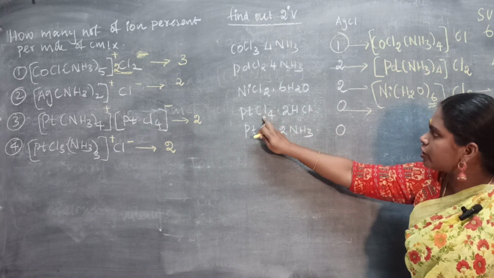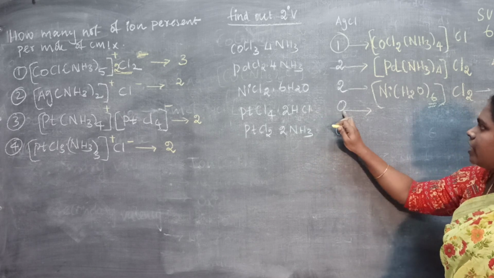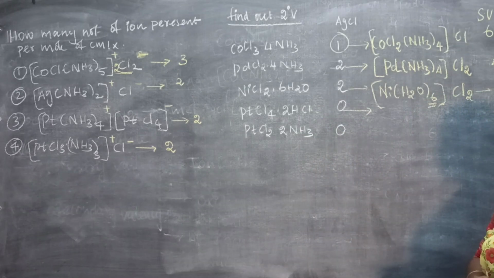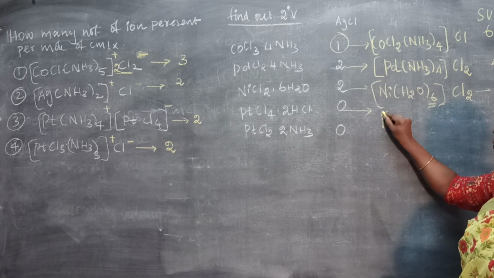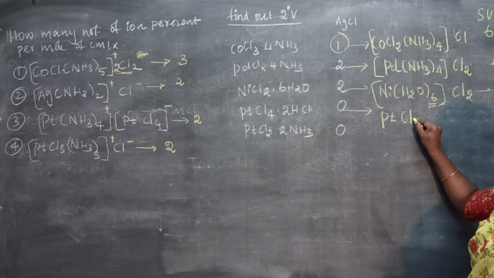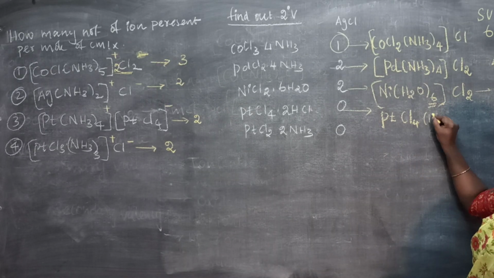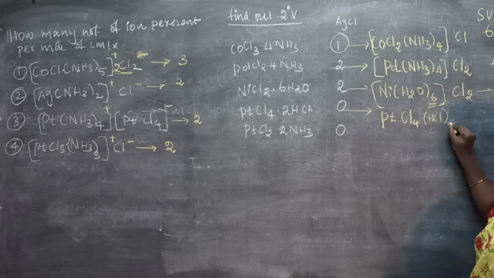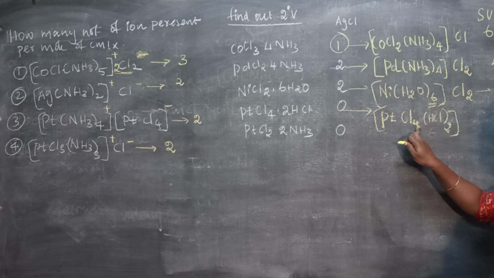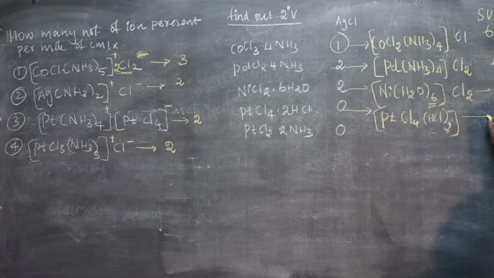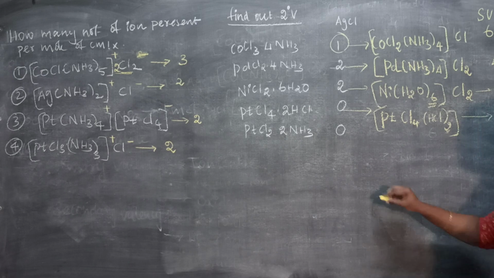Here it is 4 chlorine, here it is 2 chlorine. 0 moles of chloride will be precipitated. No chloride will be on the outside. So my complex will be Cl4, then NH3 twice. Okay, so this is how it is present. Here it is 4, here it is 2. So totally my secondary valency is 6.